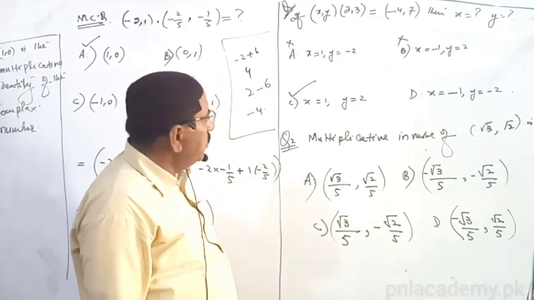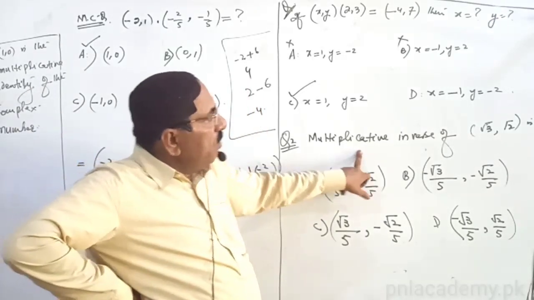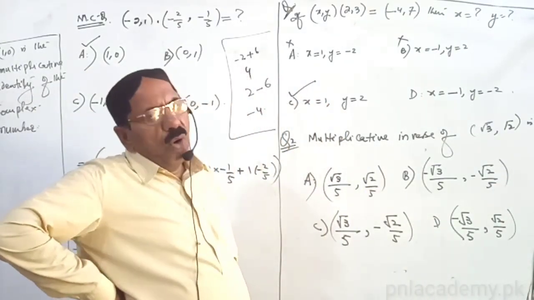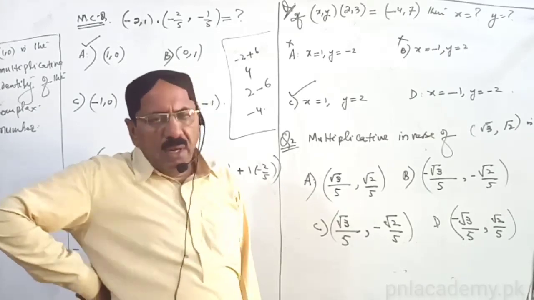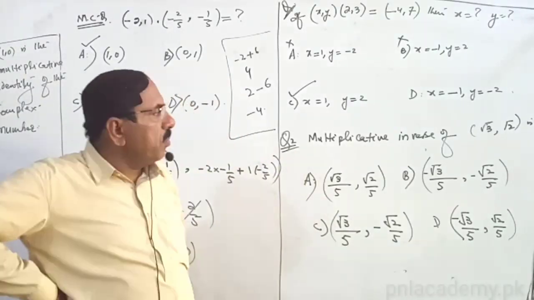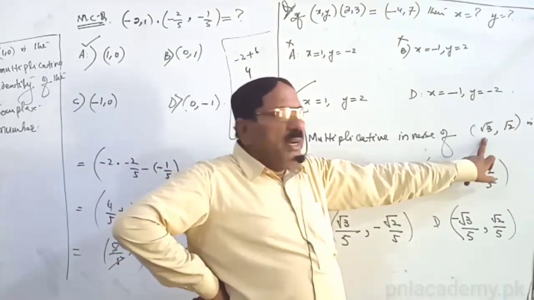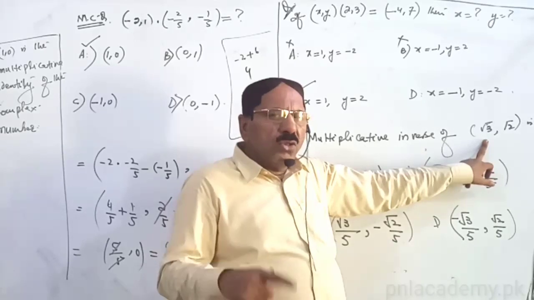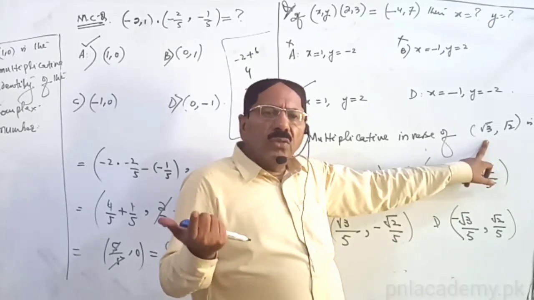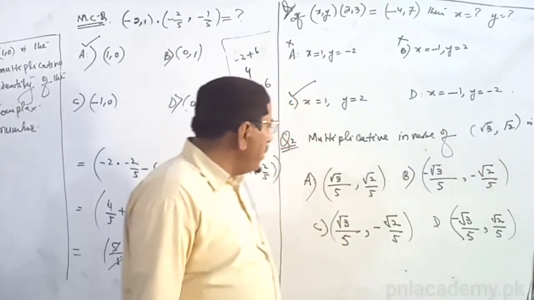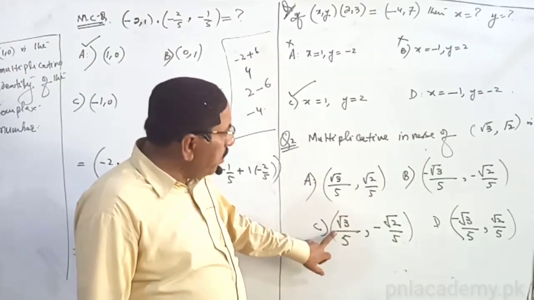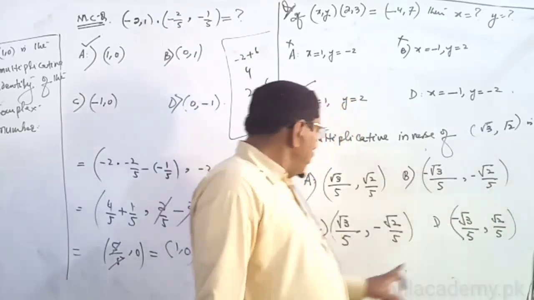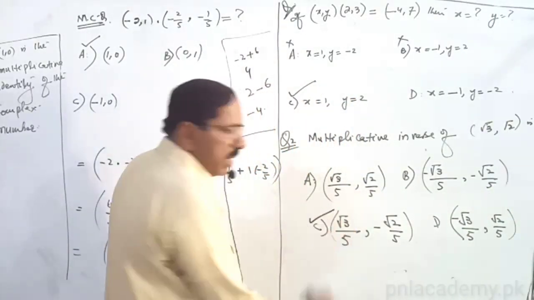So next is the multiplicative inverse of (radical 3, radical 2). You know that the multiplicative inverse of any number (a, b) is a upon a square plus b square. So a means radical 3. Radical 3 upon radical 3 square means 3, plus radical 2 square means 2. 3 plus 2 is equal to 5. So radical 3 upon 5 positive, comma minus radical 2 upon 5. This one should be the correct option. Okay.